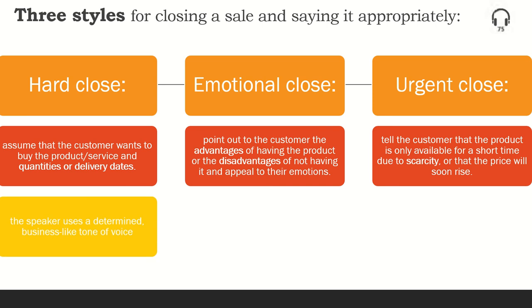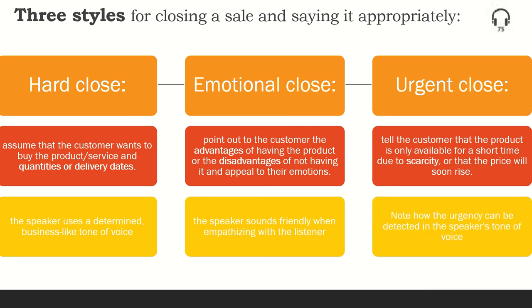So for hard close, the speaker uses a determined and business-like tone of voice. For emotional close, the speaker sounds friendly when empathizing with the listener. For urgent close, note how the urgency can be detected in the speaker's tone of voice. So, for example, how many can I put you down for?